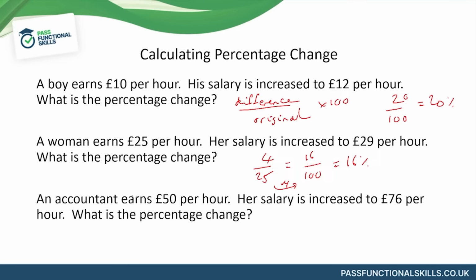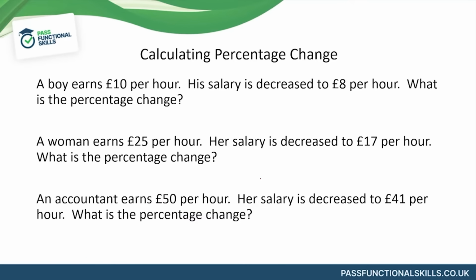In this final example, again, because the starting amount is quite nice, this is really quite straightforward. It's a difference of £26. It was originally 50, so 26 out of 50 is the same as what out of 100? Well, the number on the bottom has been doubled, so we'll double the number on the top. So that's 52 hundredths, so that is a 52% increase.